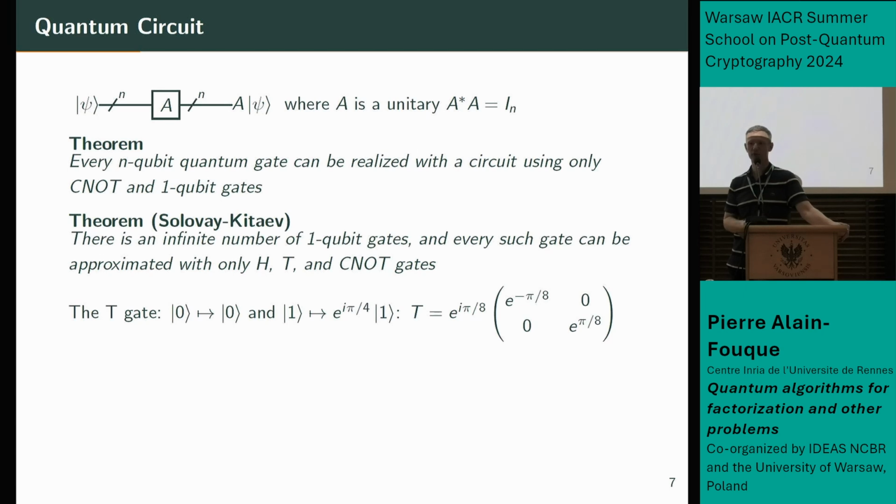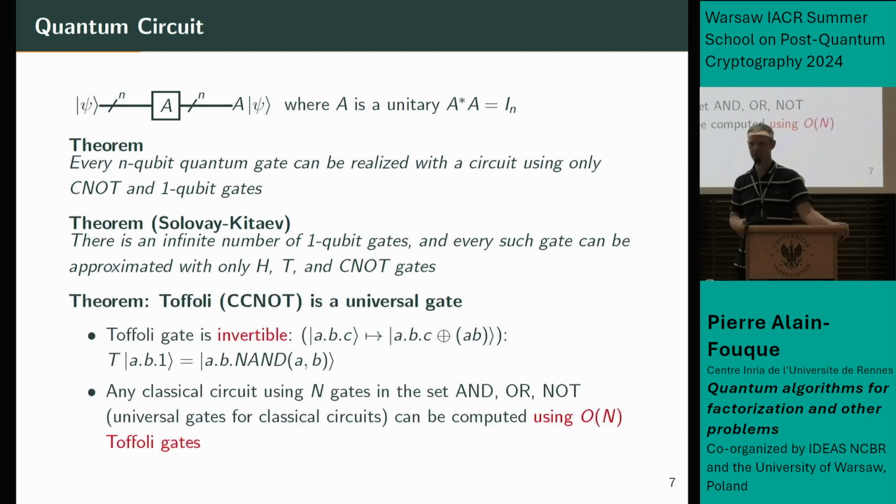And as Giulio mentioned, there is also a Solovay-Kitaev result that explains that any 1 qubit gate can, in fact, be well approximated using the two 1 qubit gates, H and the T gate, and also using the 2 qubit gate, the CNOT. Okay, so this is an approximation theorem, and I will not go through this result.